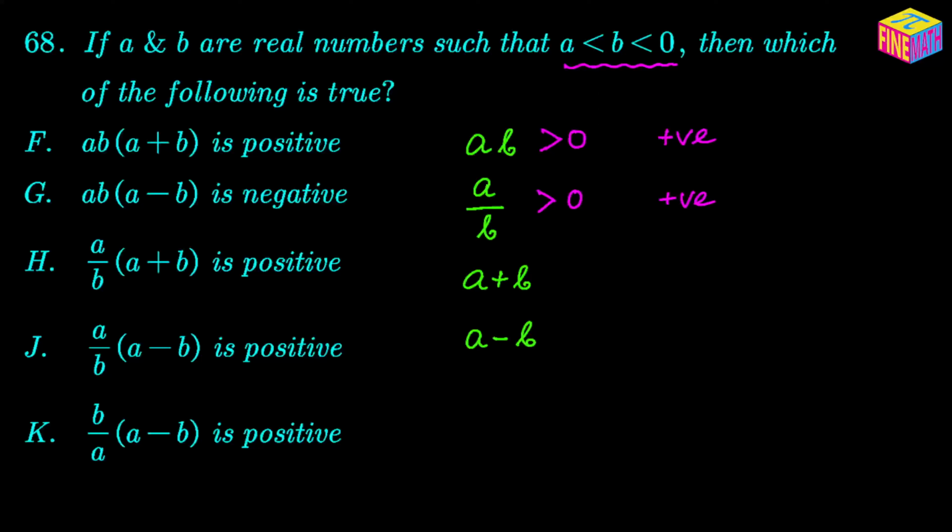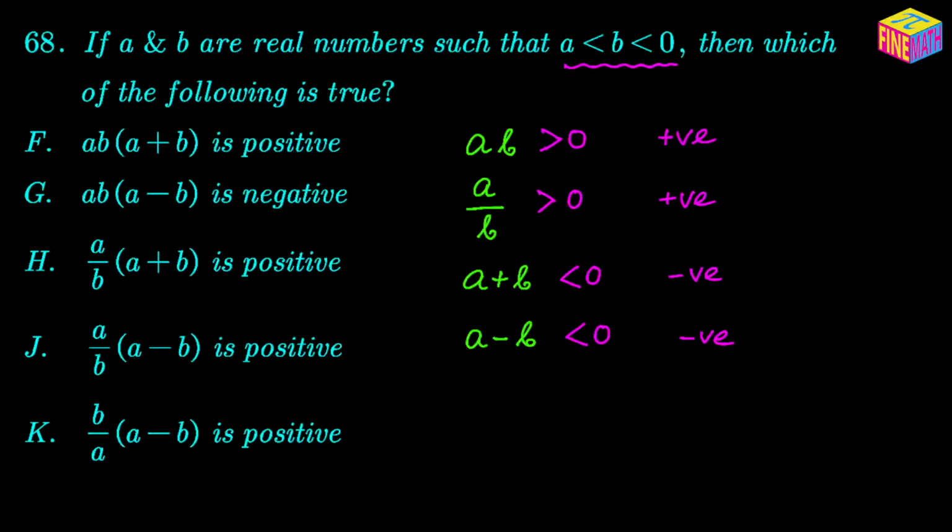And how about A plus B? Well, they both are negative numbers, so their sum will also be negative. And how about A minus B? Well, actually A is less than B, so A minus B will actually be negative because we are subtracting a larger number from a smaller number. If you subtract a larger number from a smaller number, your result will be negative.